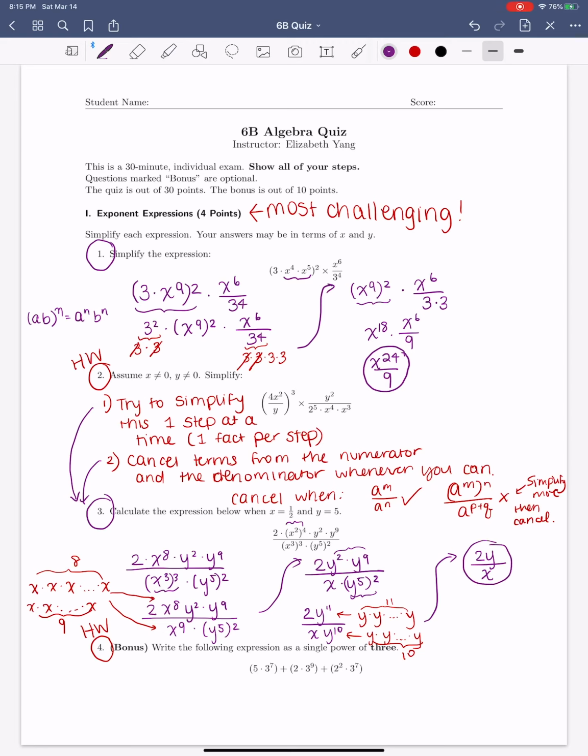Now I want to do 2 times 5 divided by 1/2. But when you're dividing by a fraction, you're actually multiplying by its reciprocal. So this is actually 2 times 5 times 2, which is equal to 20. So this gives us our answer to number 3.